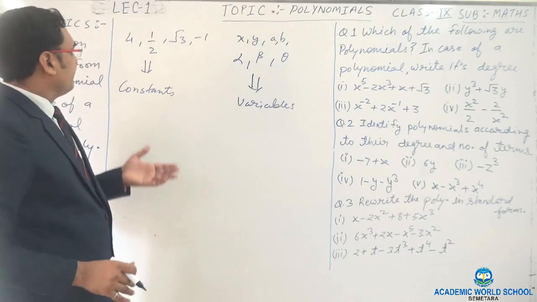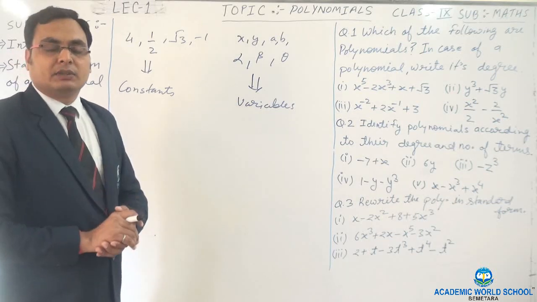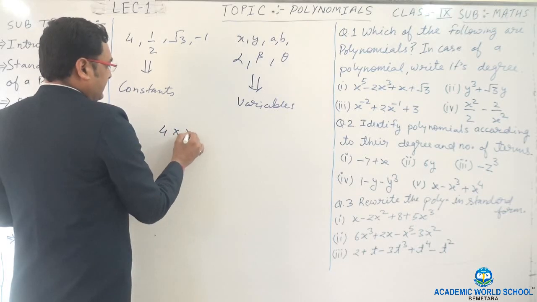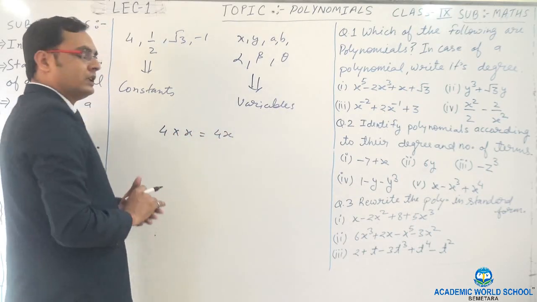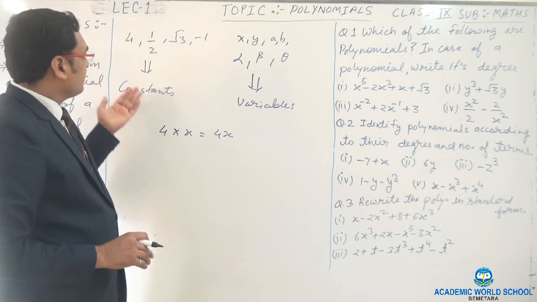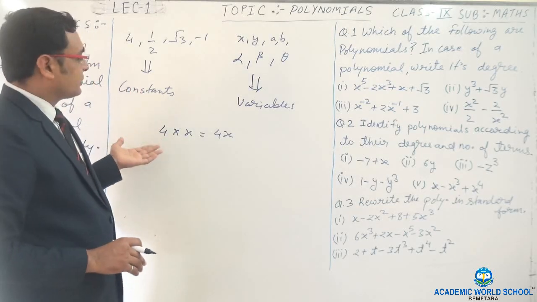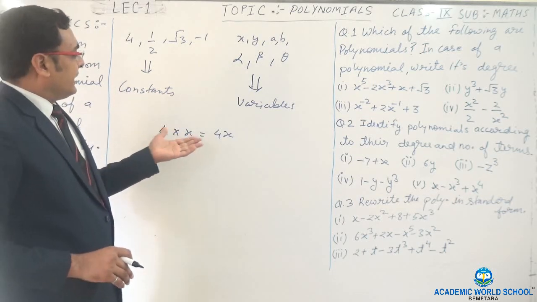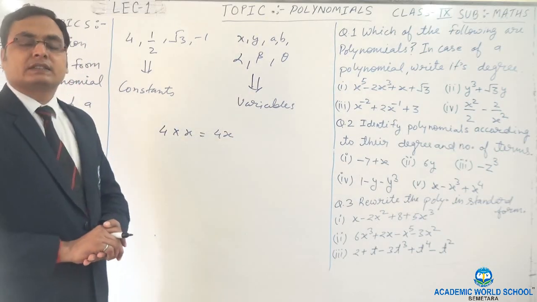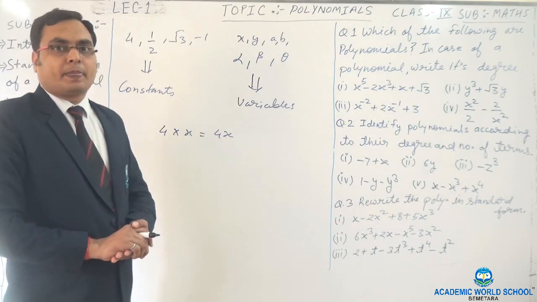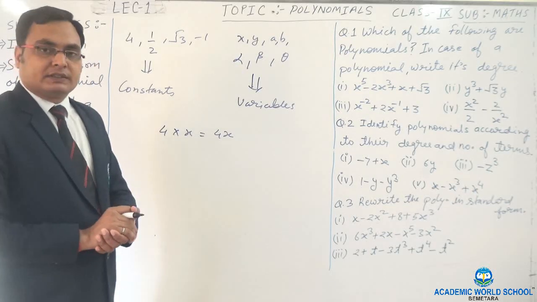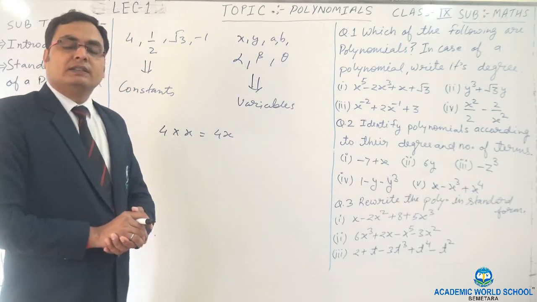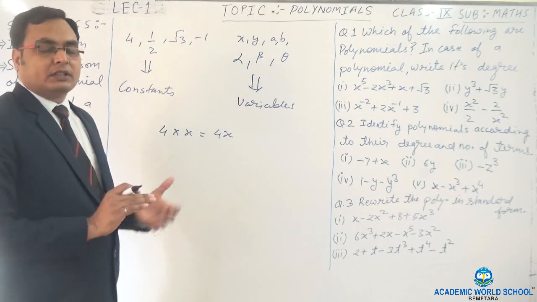Now, if we multiply constant and variables, suppose 4 into x, that is equal to 4x. Here, this 4 is also a polynomial because it is a constant, so it is a constant polynomial. This x is also a polynomial, and 4 into x, 4x, is also a polynomial because these are all algebraic expressions. Now 4x, because it has only one term, is a monomial.